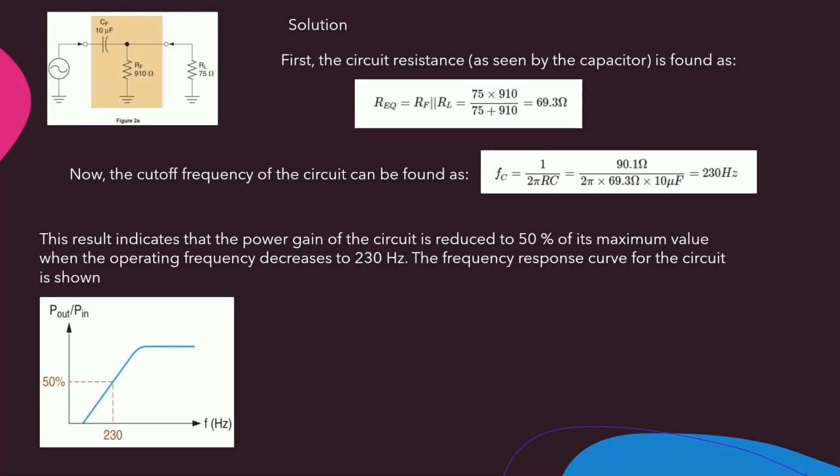The frequency response curve for the circuit is shown below. This result indicates that the power gain of the circuit is reduced by 50% of its maximum value when the operating frequency decreases to 230 Hz.